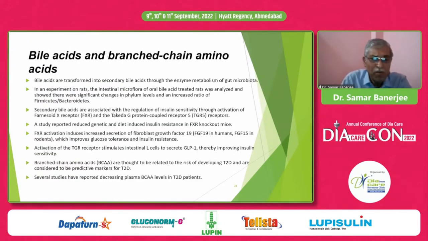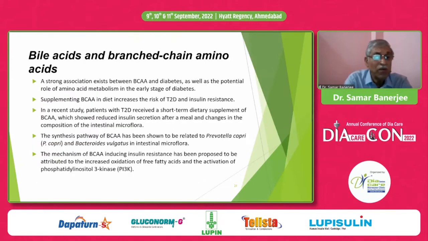Bile acids are transformed into secondary bile acids through the enzyme metabolism of gut microbiota. And the intestinal microflora of oral bile acid-treated rats was analyzed and showed a significant change in phylum levels and an increased ratio of Firmicutes. And a study reported reduced genetic and diet-induced insulin resistance in FXR knockout mice. More bile acid in the abdomen means more chances of absorption of the glucose.